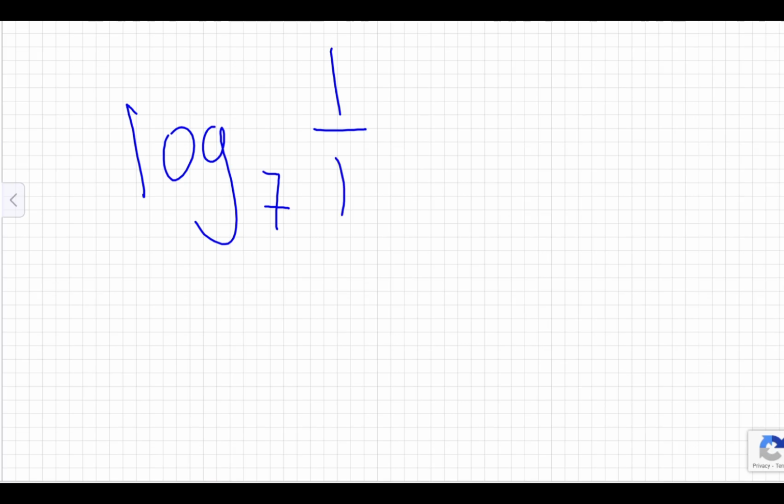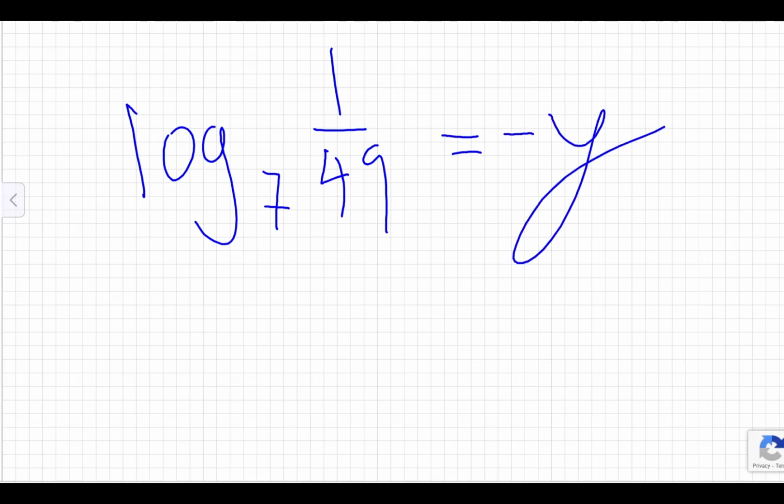Okay, we're gonna do a little bit of a different problem. We're gonna do log base 7, and the answer is going to be 1 over 49. You're like, whoa, what do you mean 1 over 49? What does that mean? Well, it most likely means it has to be a negative exponent. We already know it's a negative exponent when we put 1 over a number.